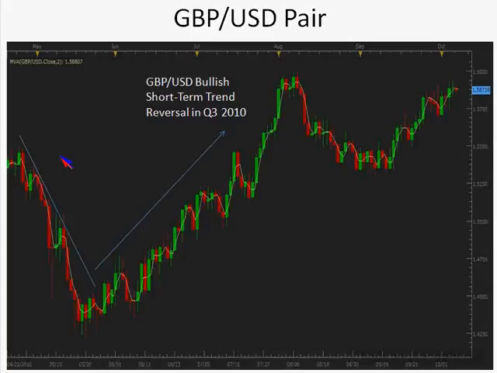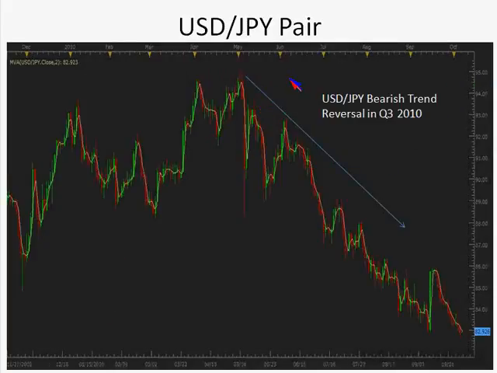Pretty much a similar development to what we saw with the euro dollar. The pound was going down and then it started breaking higher and it produced a complete short-term trend reversal. It turned a short-term bearish trend into a bullish one, and it happened exactly in the same period, the months of June and July.